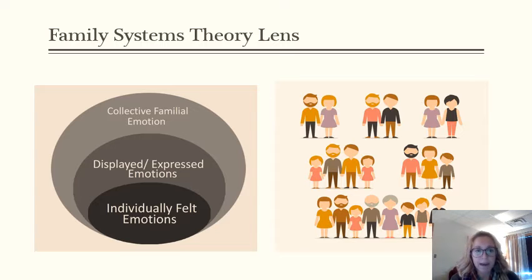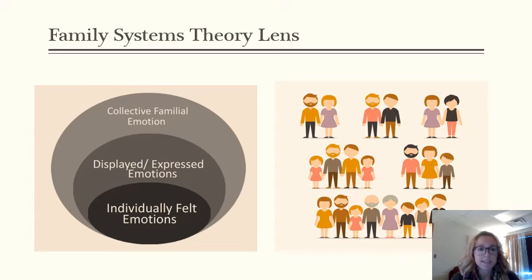Next, we're going to talk about family systems theory lens. So on the right hand, you can see all kinds of different families. You have 2-parent families with 2 kids, 1 kid, multiple kids, a network of grandparents. And so you can see that we will work as social workers with multiple different types of family systems. So it is important to understand what family systems theory lens is.